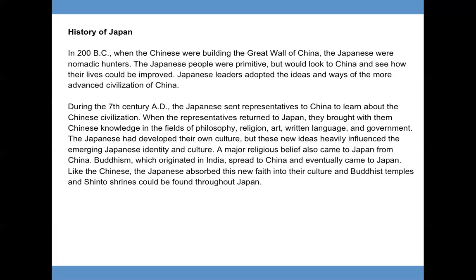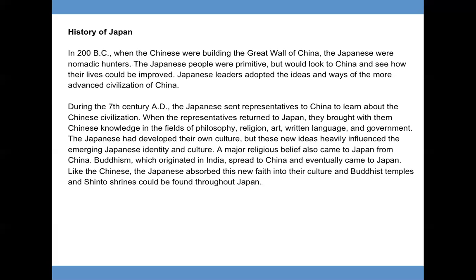During the 7th century AD, the Japanese sent representatives to China to learn about the Chinese civilization. When the representatives returned to Japan, they brought with them Chinese knowledge in the fields of philosophy, religion, art, written language, and government. The Japanese had developed their own culture, but these new ideas heavily influenced the emerging Japanese identity and culture.